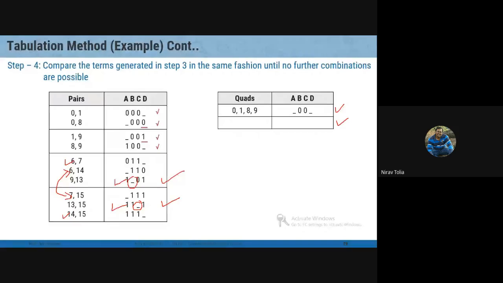See, Keval, you are really correct. You give the pairs name. You are giving the quad names also. But the quad names you are giving are 0189 and 0819. So both have the same minterms, so we have to write for one only.